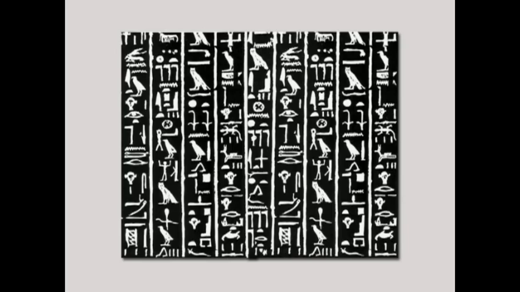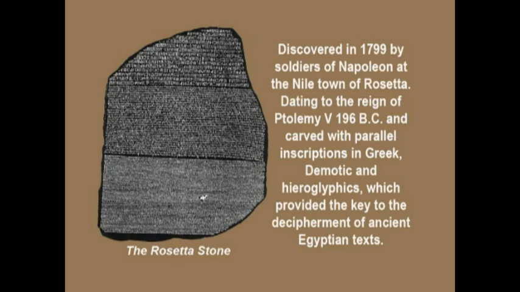What is the right answer? In 1799, soldiers of Napoleon found this stone in the Nile town of Rosetta. On the same stone, there are texts in three languages: Greek, Demotic, and hieroglyphics. It took a long time of research to learn to read the hieroglyphics, but nowadays we understand what they mean, and therefore we can say it is a language and it's real information. Nowadays, the hieroglyphics are understood.